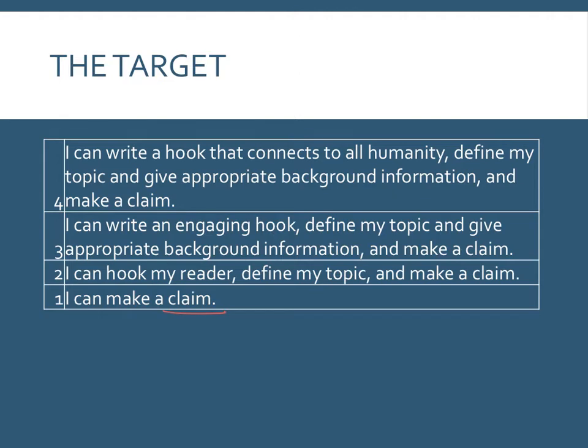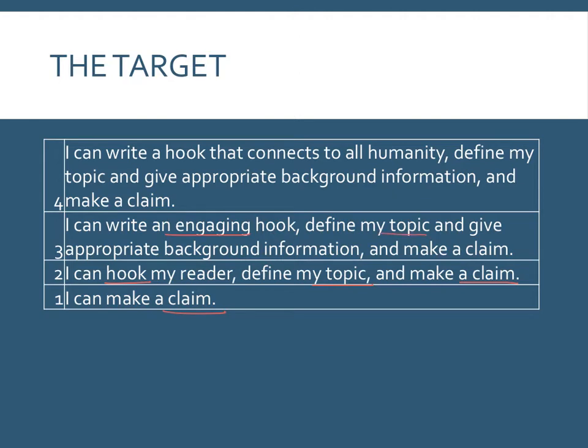At the 2 level, and now we're actually getting into what makes a true introductory paragraph, you should have a hook for your reader. You should be able to define the topic of your essay, and then finally you should make a claim, and it should be in that order. At the 3 level of proficiency, your hook is actually engaging, and we'll talk about what makes a hook engaging.